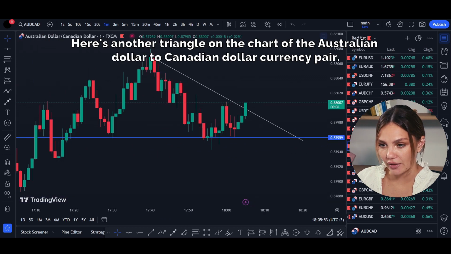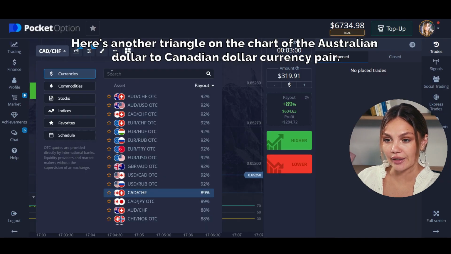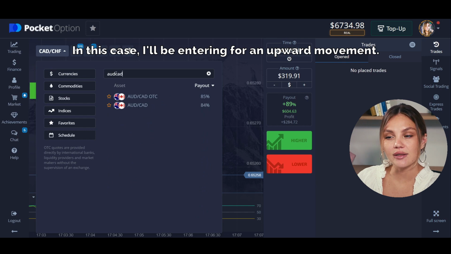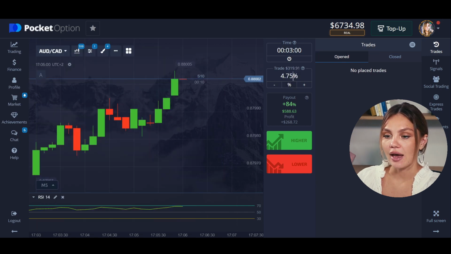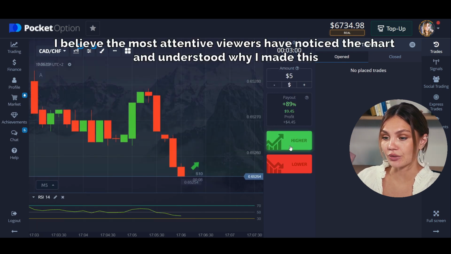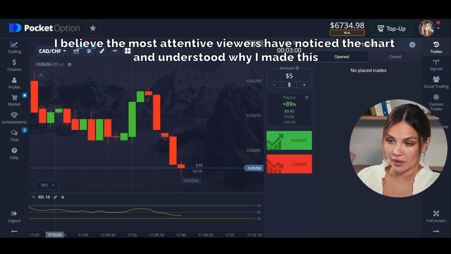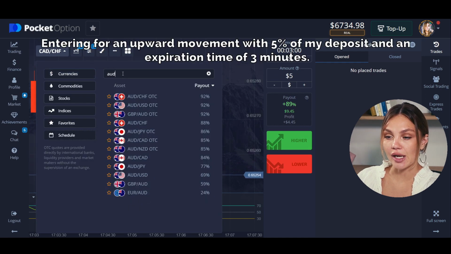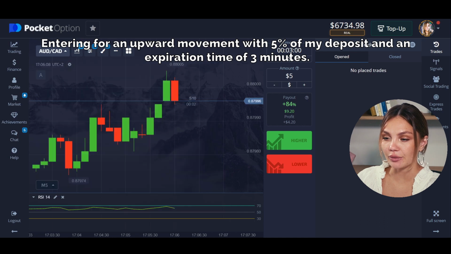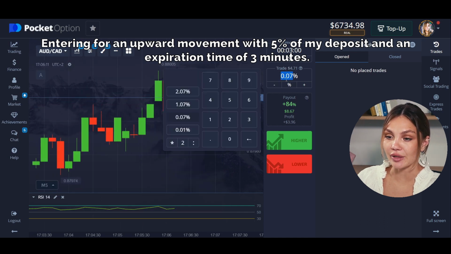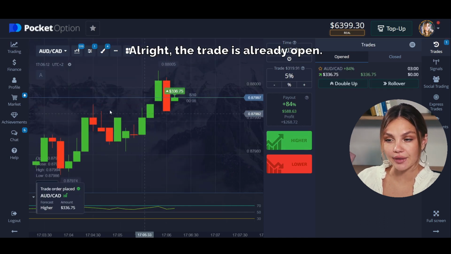Here is another triangle on the chart of the Australian dollar to Canadian dollar currency pair. In this case, I'll be entering for an upward movement. I believe the most attentive viewers have noticed the chart and understood why I made this decision. Entering for an upward movement with 5% of my deposit and an expiration time of 3 minutes. Alright, the trade is already open.